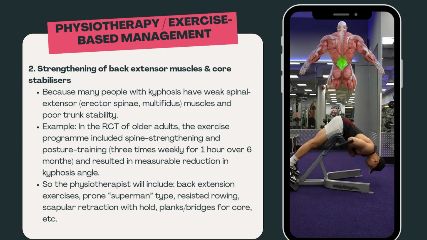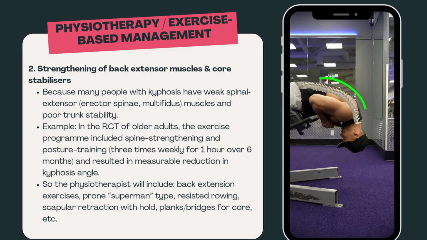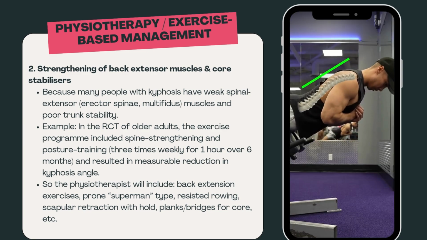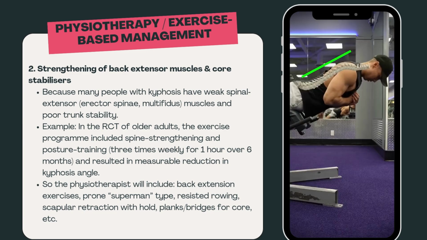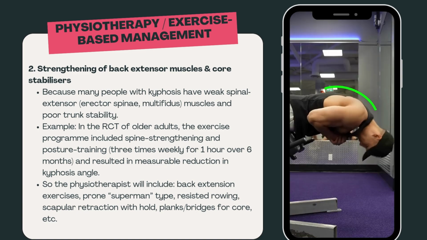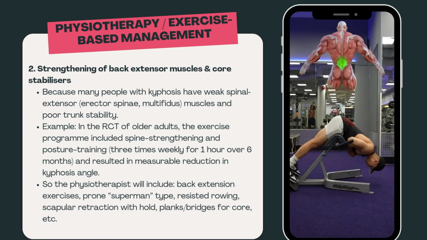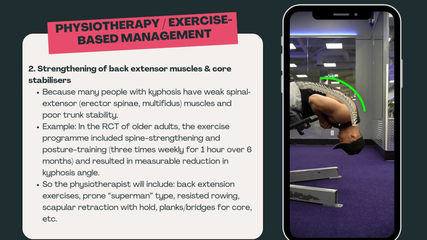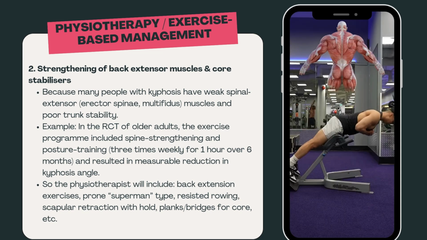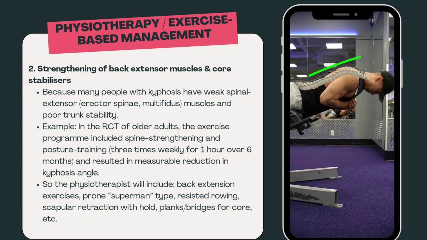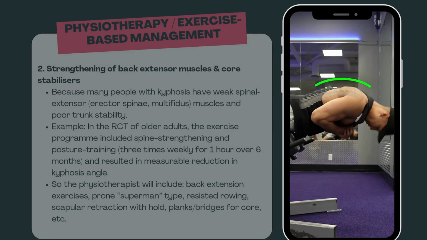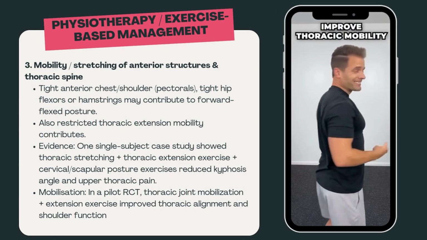Physiotherapy, exercise-based management 2. Strengthening of back extensor muscles and core stabilizers. Because many people with kyphosis have weak spinal extensor muscles, erector spinae, multifidus, and poor trunk stability. Example: in an RCT of older adults, the exercise program included spine strengthening and posture training, 3 times weekly for 1 hour over 6 months, and resulted in measurable reduction in kyphosis angle. So the physiotherapist will include back extension exercises, prone Superman type, resisted rowing, scapular retraction with hold, planks, bridges for core, etc.